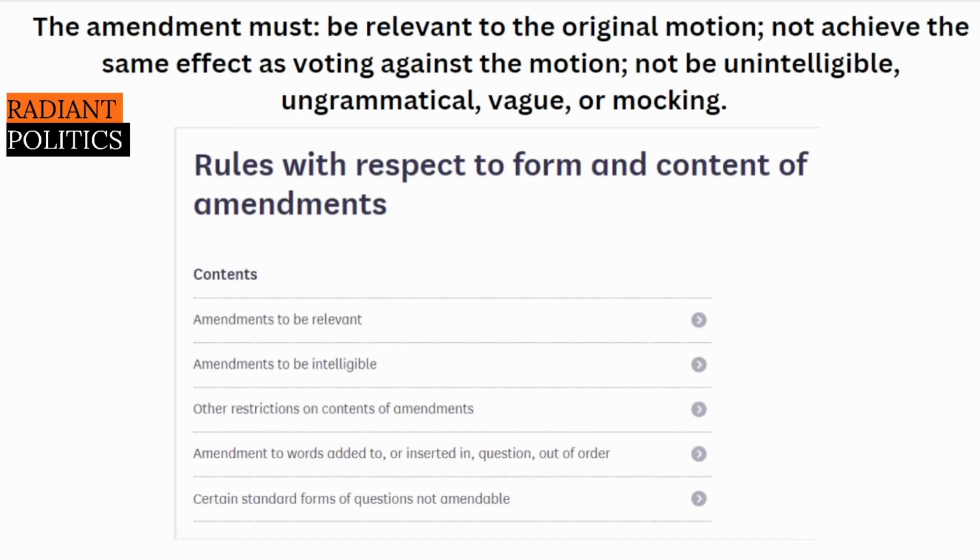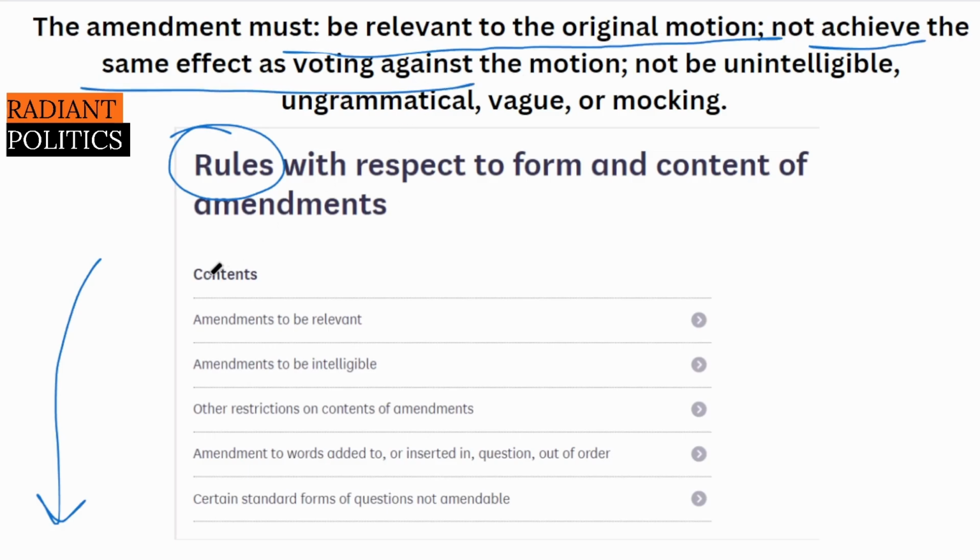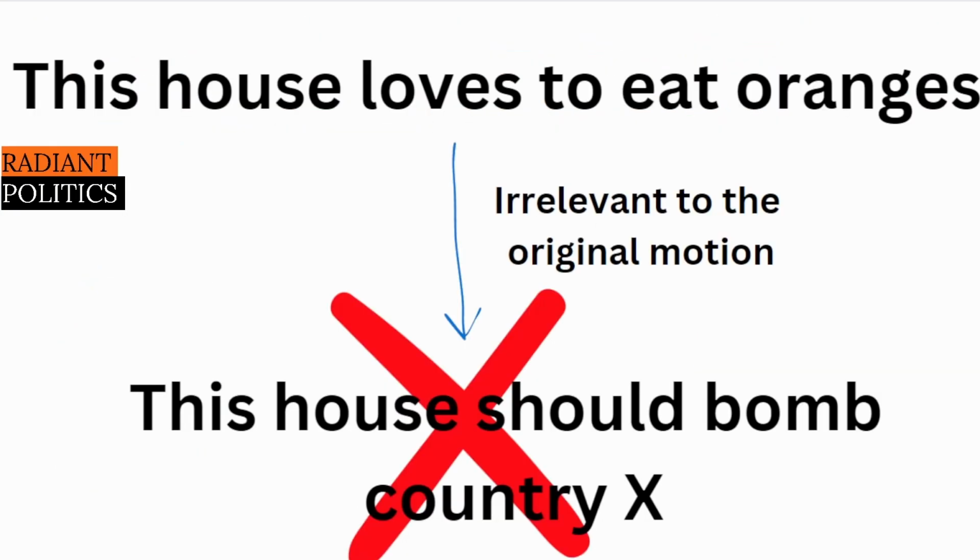We are not going to stay on this slide very long, just to show you that there are rules regarding amendment as I said earlier. If you are interested you can pause. All information will also be in the link in the description. Just to say that the amendment must be relevant to the original motion, not achieve the same effect as voting against the motion, not be unintelligible, ungrammatical, vague, or mocking. For example here, as you can see, the amended motion is completely irrelevant and therefore unacceptable.